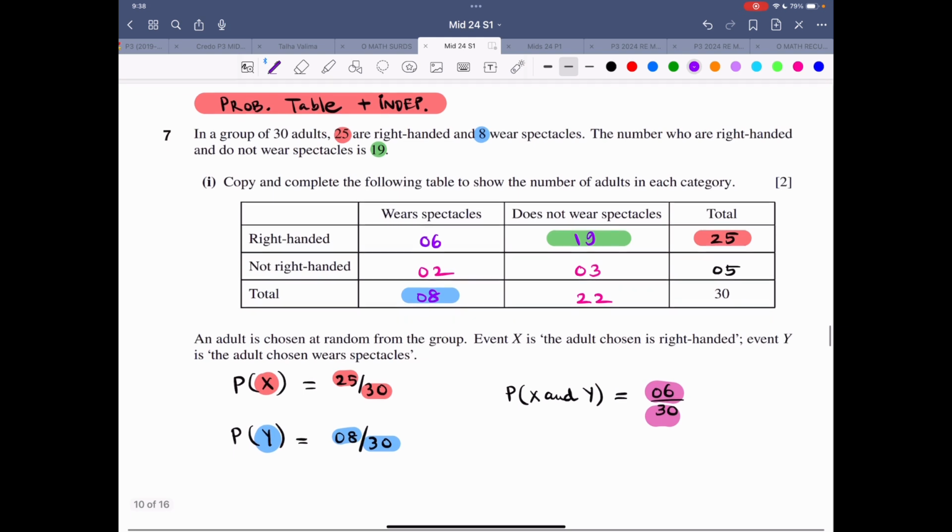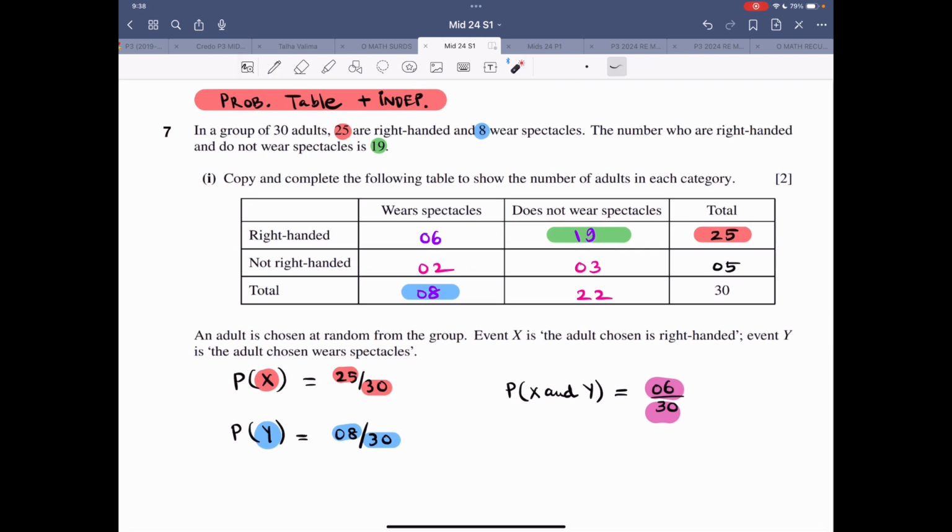Question number 7. Now a table is given and probability is asked in something about mutually exclusive and independent kind of thing. In a group of 30 adults, 25 are right-handed. So this 25 goes over here. And there are 30 altogether. That means 5 are not right-handed. 8 wear specs. So 8 goes over here. That is for people wearing spectacles, glasses. The numbers who are right-handed and do not wear specs. So right-handed and do not wear specs.